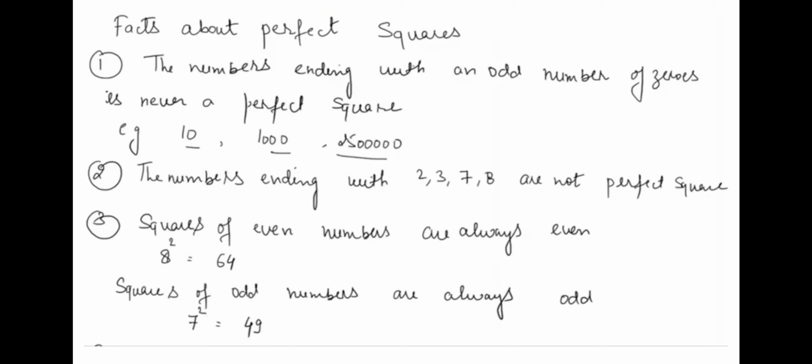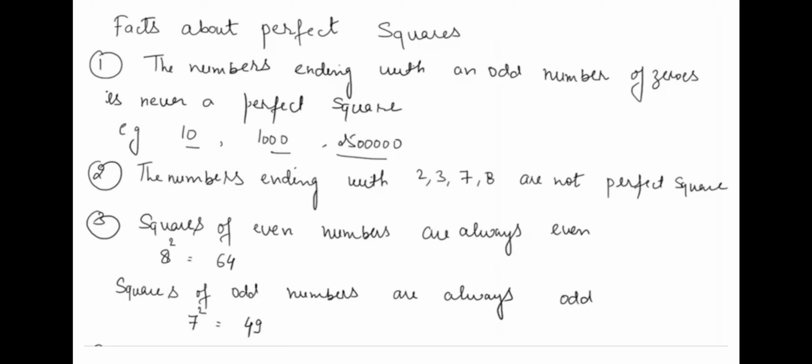Okay, third one. Squares of even numbers are always even. You can also find that by taking numbers. Even numbers, that is 2, 4, 6, 8, 10, etc. Here I have given one example, 8 square. 8 square is 8 multiply 8, it is 64. So 8 is even, so 64 is also even. So it is clear. Square of an even number is always even.